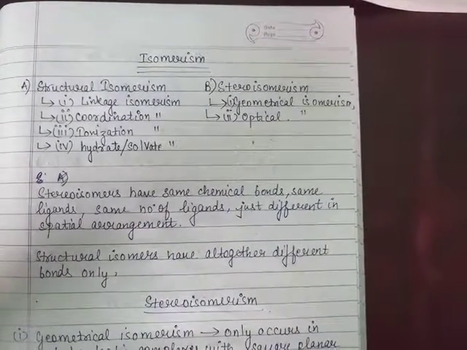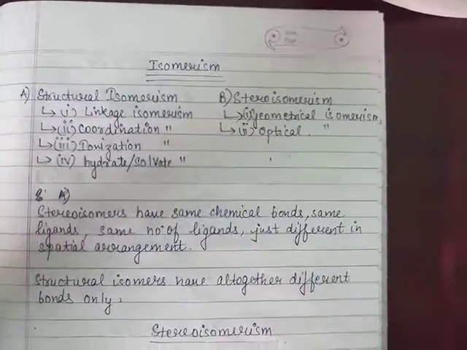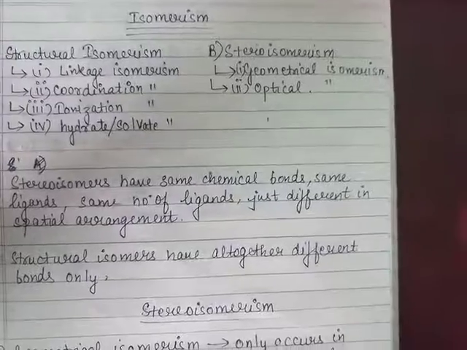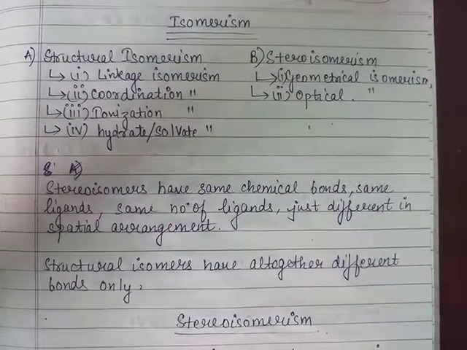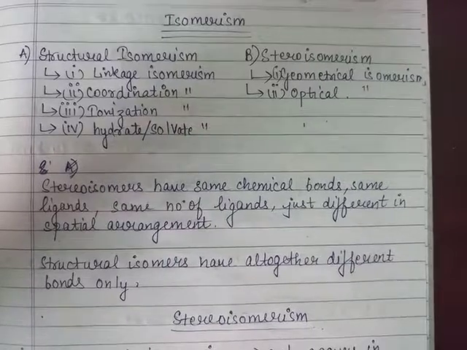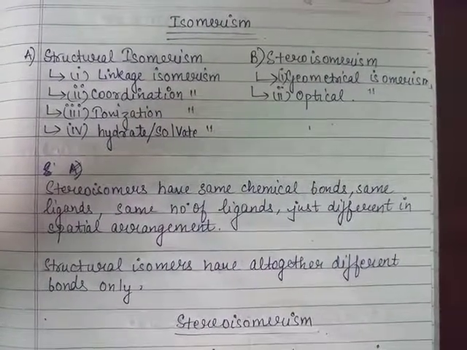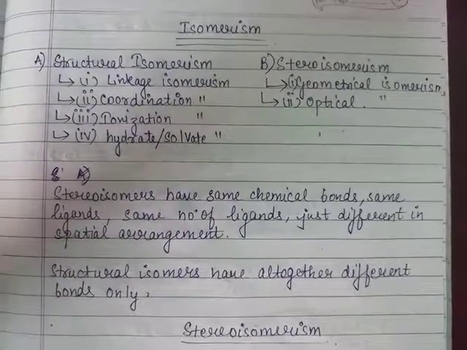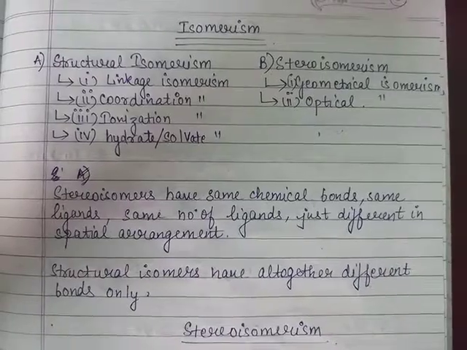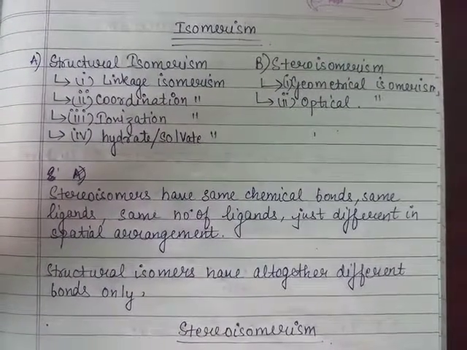Now, what is structural isomerism? Structural isomerism does not exist on the same concept. It is based on the concept that although the two compounds have different atoms altogether, different bonds altogether, they will have the same chemical formula somehow. So those are called structural isomers. Now, firstly we'll study stereoisomers.